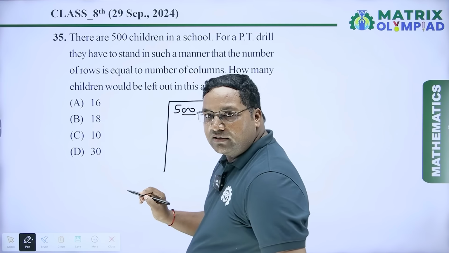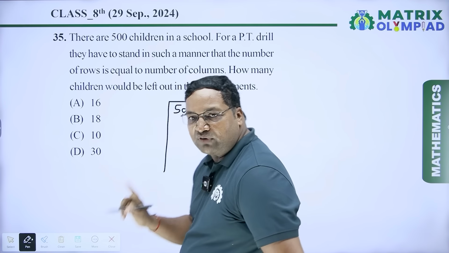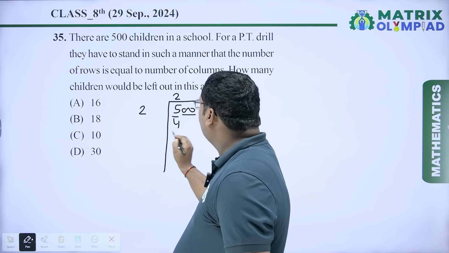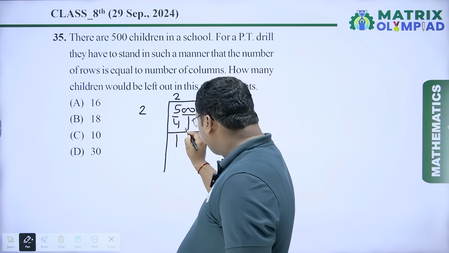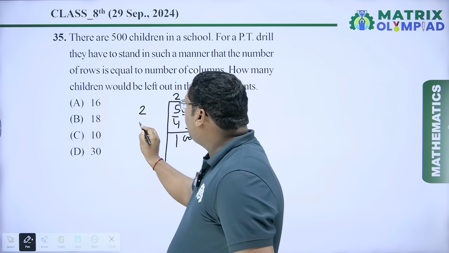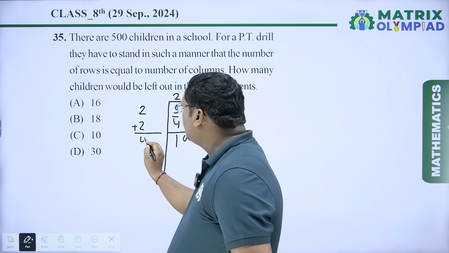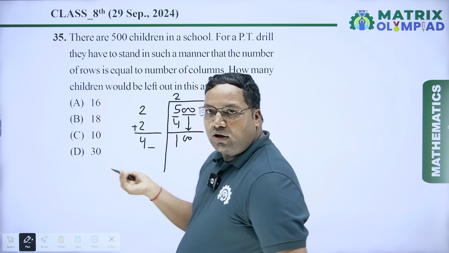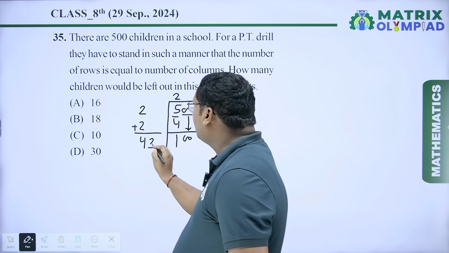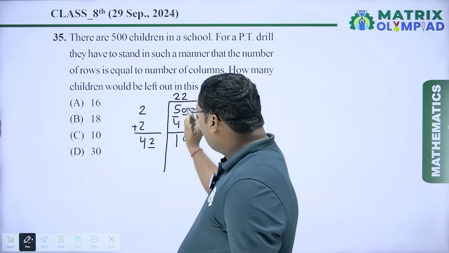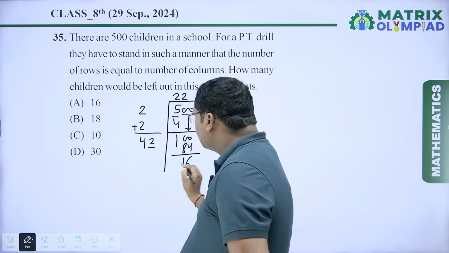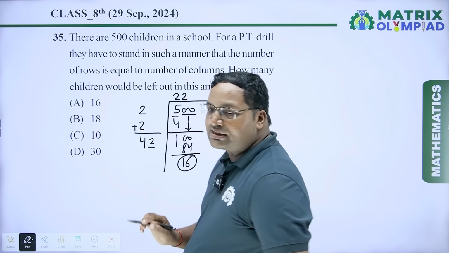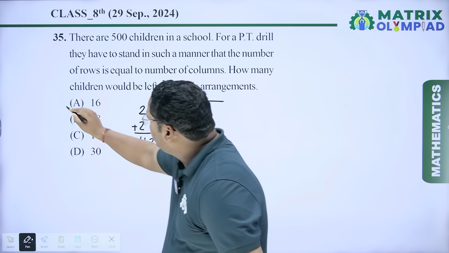First we have to make pairs from the left side. So 00 is one pair, 5 is left, and we have to divide by 2. So 2 2s are 4. Here the remainder is 1. Now we copy this pair, so 100, and this quotient will be added to this 2. So 2 plus 2 is 4. Now we have to divide this 100. So what do we write here to get 100 or less than 100? We write 2. Again we write 2. So 42 2s are 84. The remainder is 16. So 22 rows and 22 columns are made and 16 is left. So 16 students are left in the arrangement. So the right option is A.